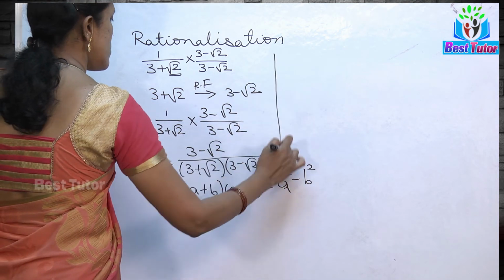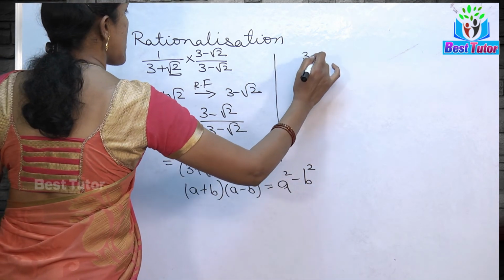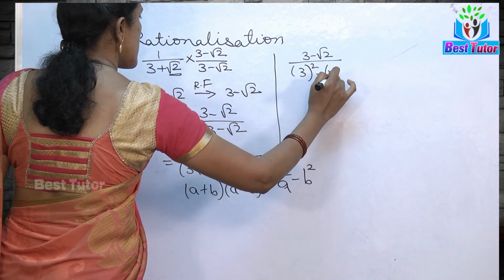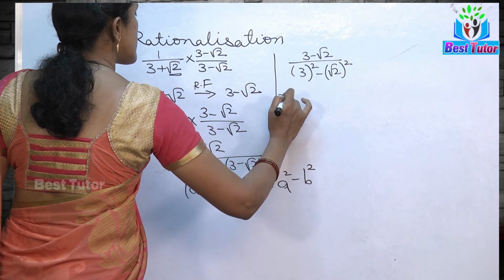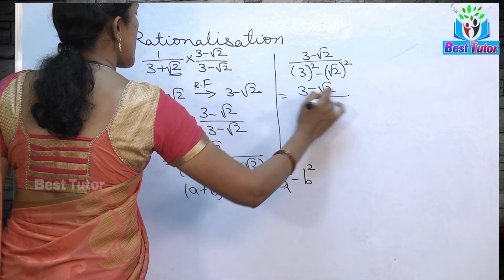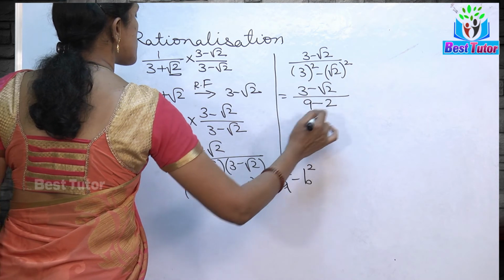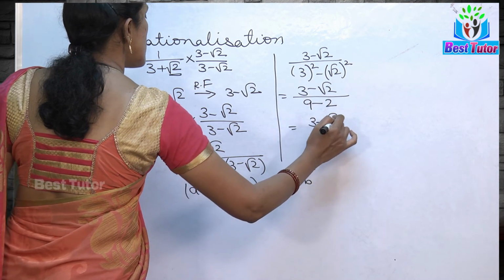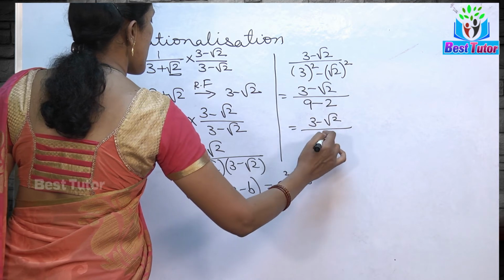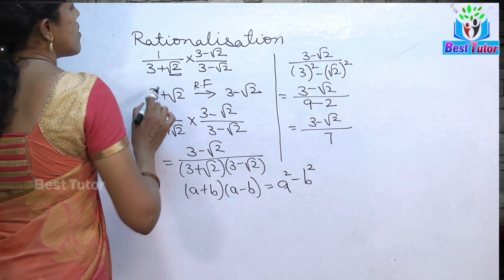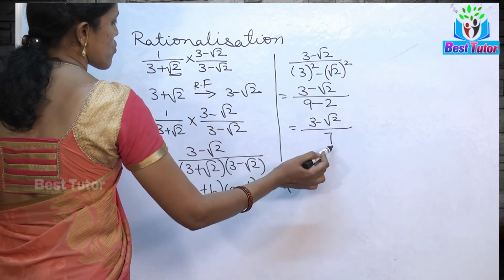So using this we are going to get 3 minus root 2 by 3 square minus root 2 whole square, which is going to be 3 minus root 2 by 9. 3 square is 9 and root 2 whole square is going to be 2. So we are going to end up with 3 minus root 2 by 7. So 1 by 3 plus root 2 is transformed into 3 minus root 2 by 7.